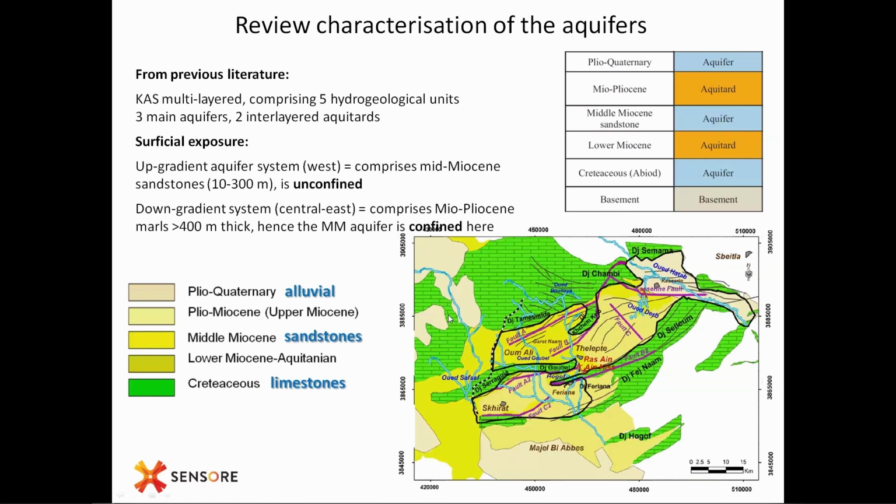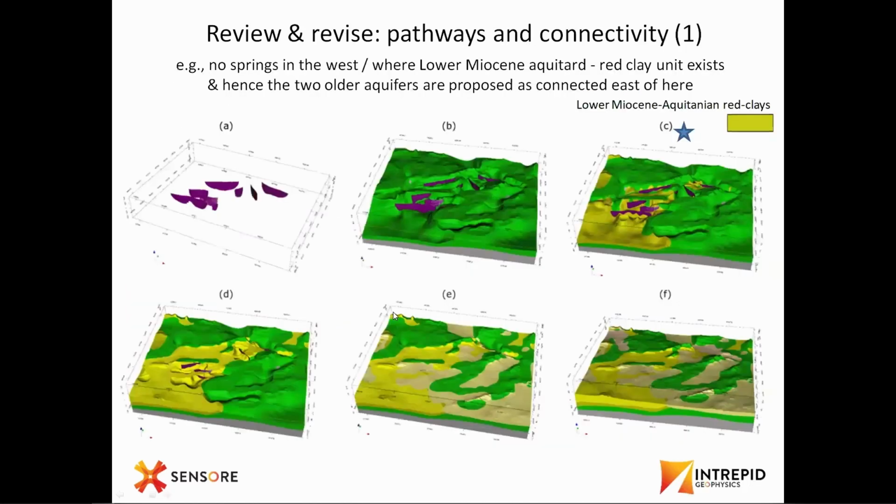So after reviewing the characterization of each and every formation, we can mark those formations properly, convert them, and create a geological model. You can see that we have created this model, which is quite complex, that incorporated the fault information and the layers information.